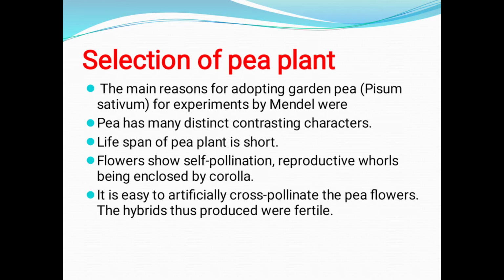The main reasons for adopting garden pea or Pisum sativum for experiments by Mendel were: number 1, pea has many distinct contrasting characters. Second, lifespan of pea plant was short. Number 3, flowers show self-pollination, reproductive whorls being enclosed by corolla. The last one, it is easy to artificially cross-pollinate pea flowers. The hybrids thus produced were fertile.